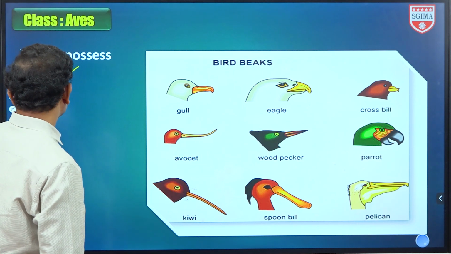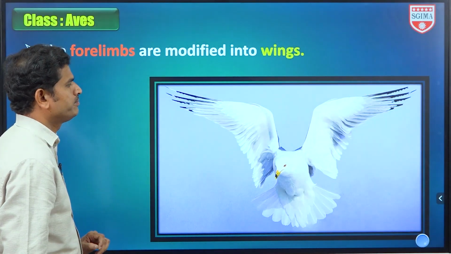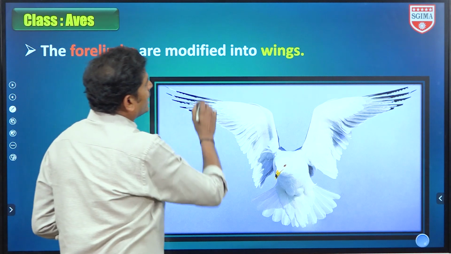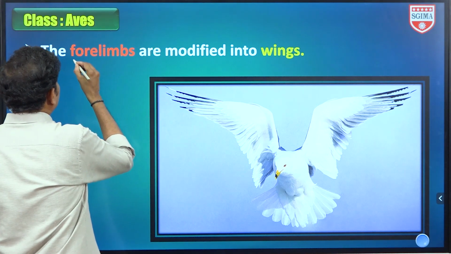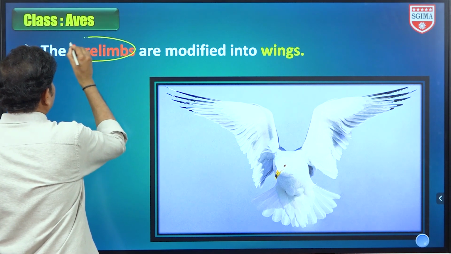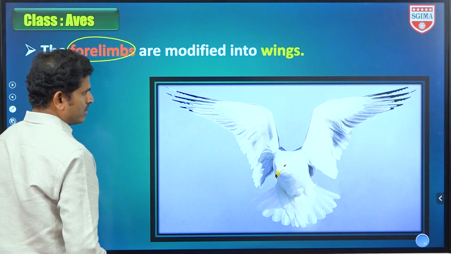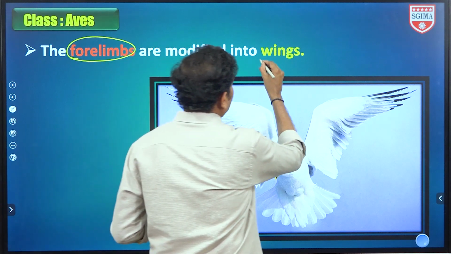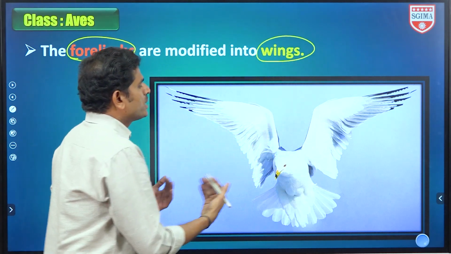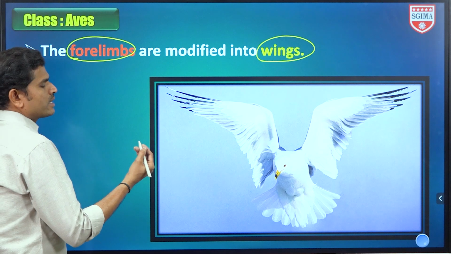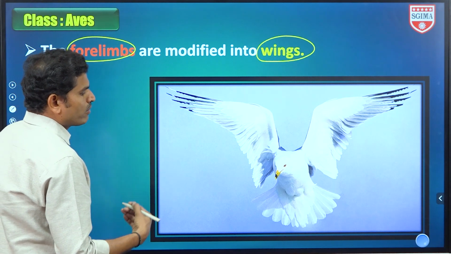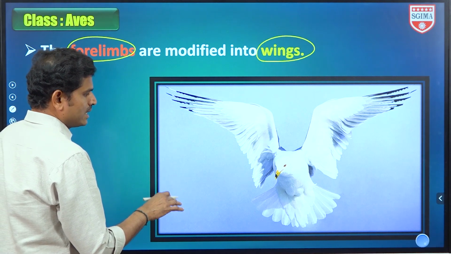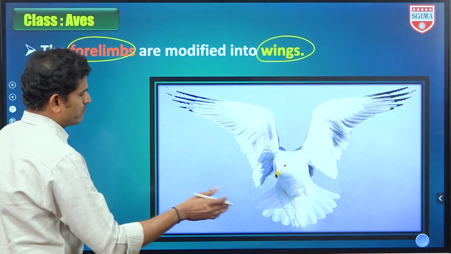Okay, next slide. Yes, the forelimbs are modified into wings. While discussing limbs, they mention the forelimbs. Forelimbs means the first pair of limbs. So these are modified as wings. The next limbs are nothing but the legs. The second pair of limbs are the legs. They are useful for other purposes. We will see that later.